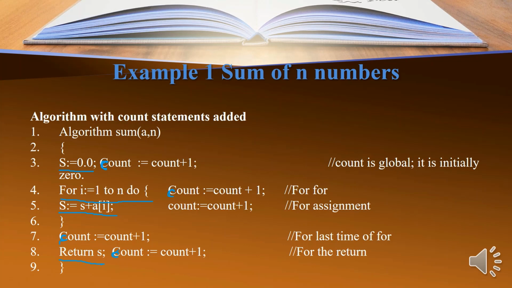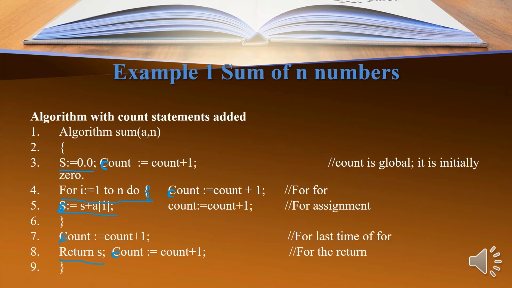What about the for loop? The for loop is going to execute n times. So I am writing this within the for bracket, count equal to count plus 1, since the number of times this for loop gets executed will be n times. I am writing it within the flower bracket. What about s equal to s plus a of i? As many times as the for executes, this particular statement, s equal to s plus a of i, also gets executed. So count equal to count plus 1.